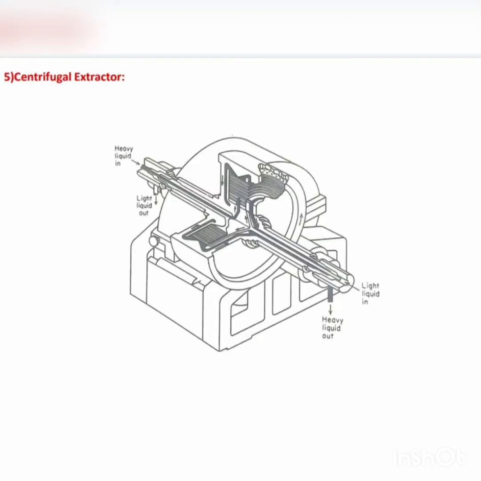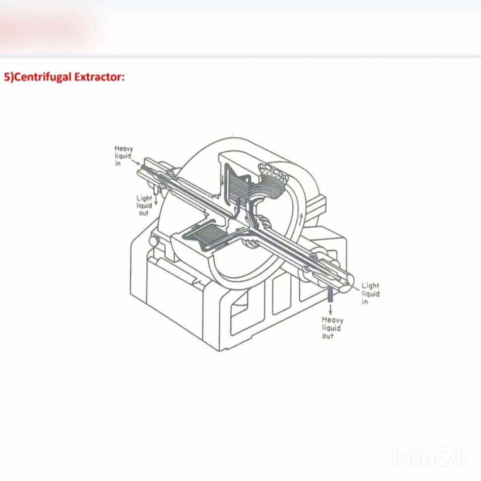Centrifugal extractor. The dispersion and separation of the phases may be greatly accelerated by centrifugal force. It consists of a cylindrical drum containing perforated concentric shells. The drum rotates about a horizontal shaft. The liquid enters through the shaft.